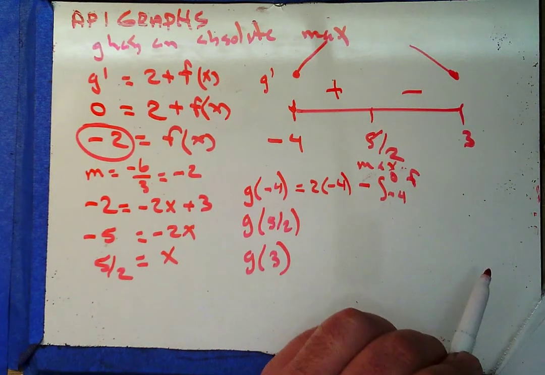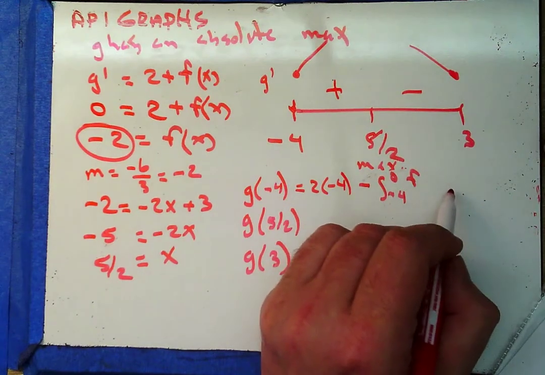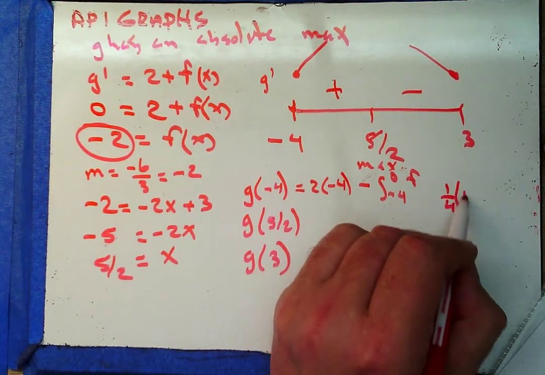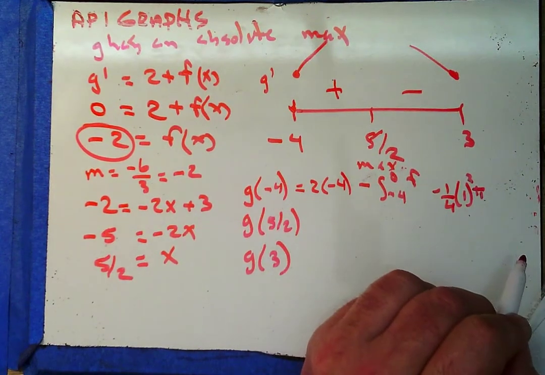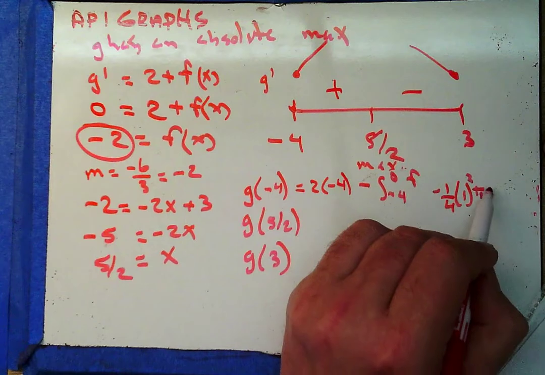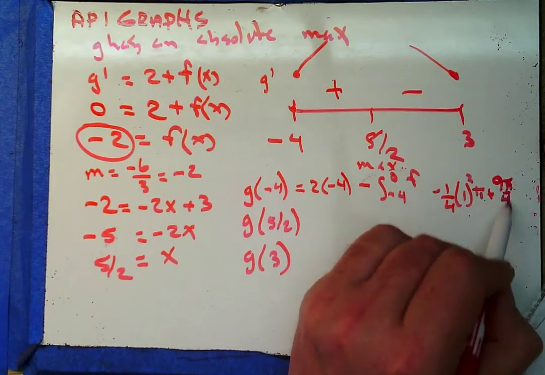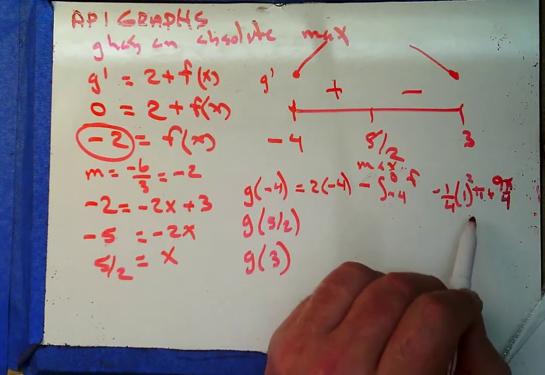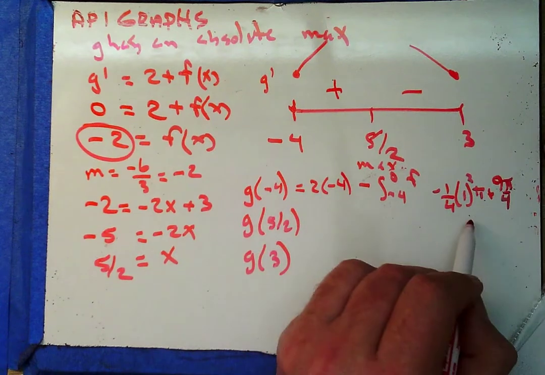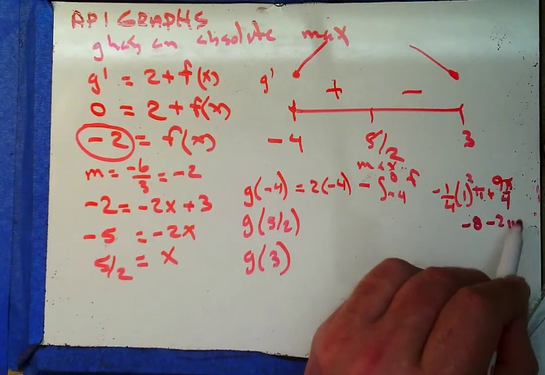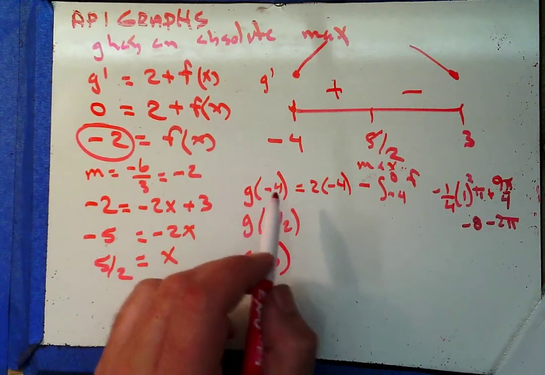Okay, so the integral from negative 4 to 0, well, there's a quarter of a circle below the x-axis, 1/4 times 1 squared pi with a minus in front. And then we already had this quarter circle above with a radius of 3. That's 9 pi over 4. And so we end up with 8 pi over 4, or 2 pi. And so that's negative 8 minus 2 pi. Well, that's going to be a pretty negative number, negative 15 or 16-ish.